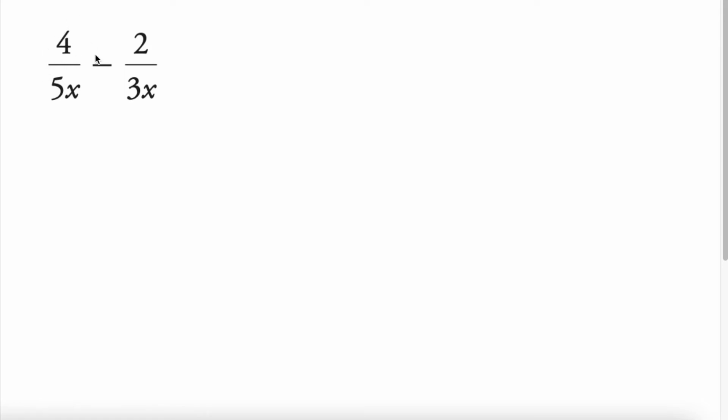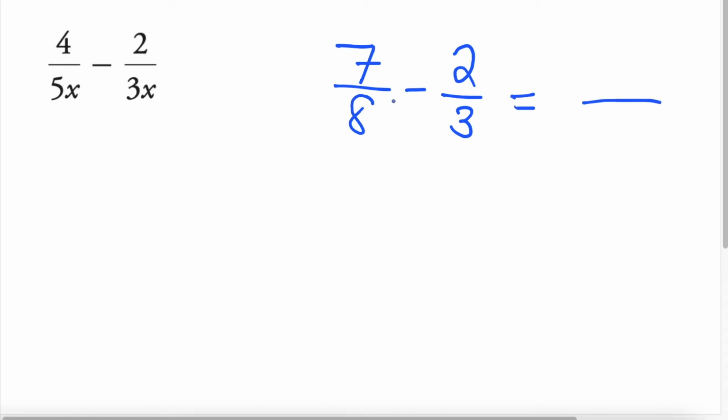You have 4 over 5x minus 2 over 3x. So before we start, let's practice and see how we subtract a regular fraction. So if we have 7 over 8 minus 2 over 3, let's see what we get. So we always have to multiply the denominators first whenever we're subtracting, right? So we start by multiplying 8 times 3, so we get 24, right?